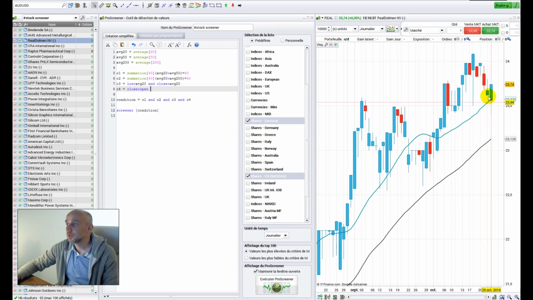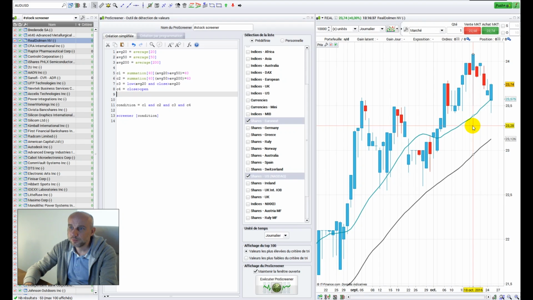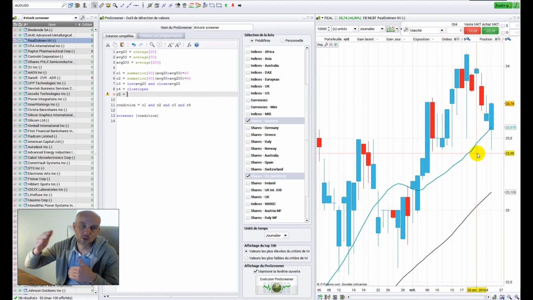But what we'd like to see is a rebound made by price rejection. So we'd like to test if the present candlestick was almost like a pin bar. So what we can test is if the wick of the candlestick is bigger than the body of the candlestick.